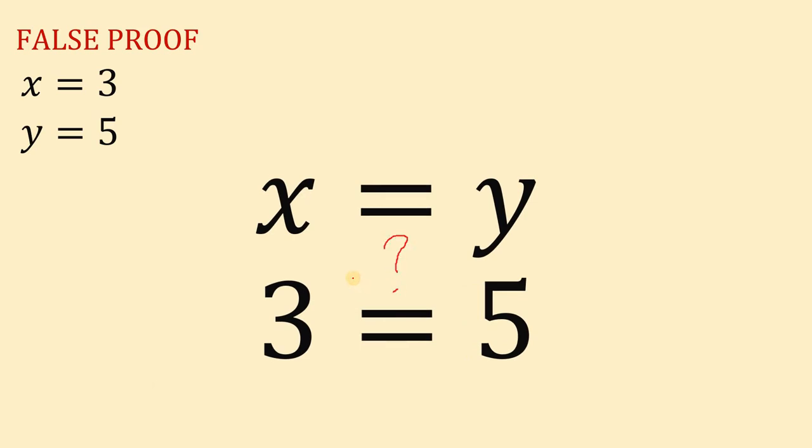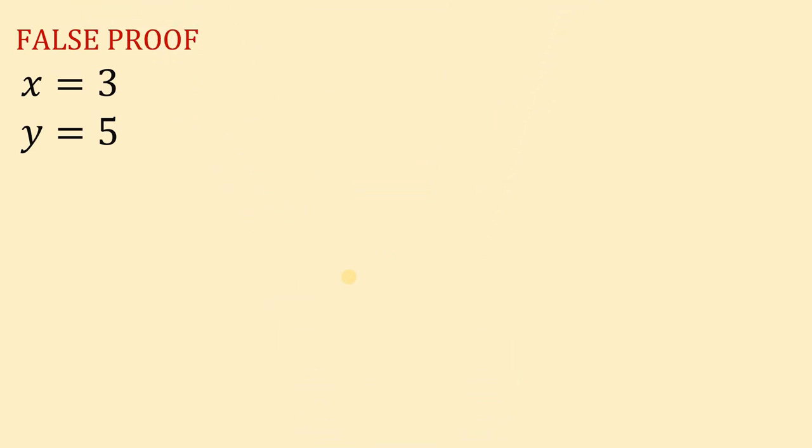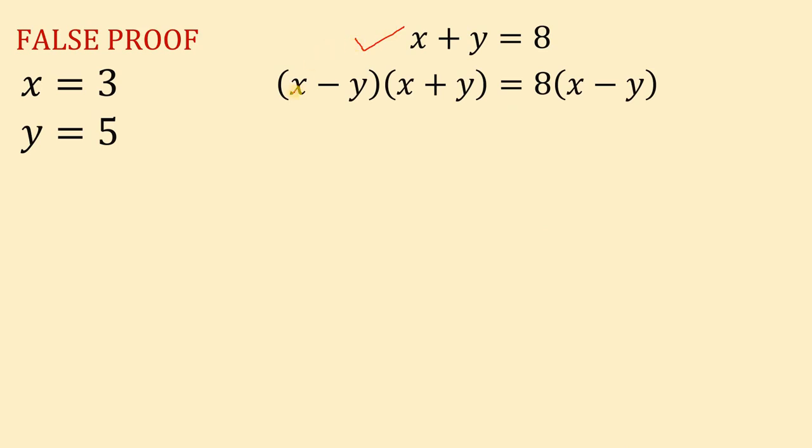Alright, can you spot the mistake? Again, I will show you the steps. First, we have x equals 3 and y equals 5. So we have x plus y equals 8. And then, we need to multiply both sides by x minus y. And I take note that x minus y is not equal to 0. So we are not multiplying both sides by 0. We are not dividing both sides by 0.